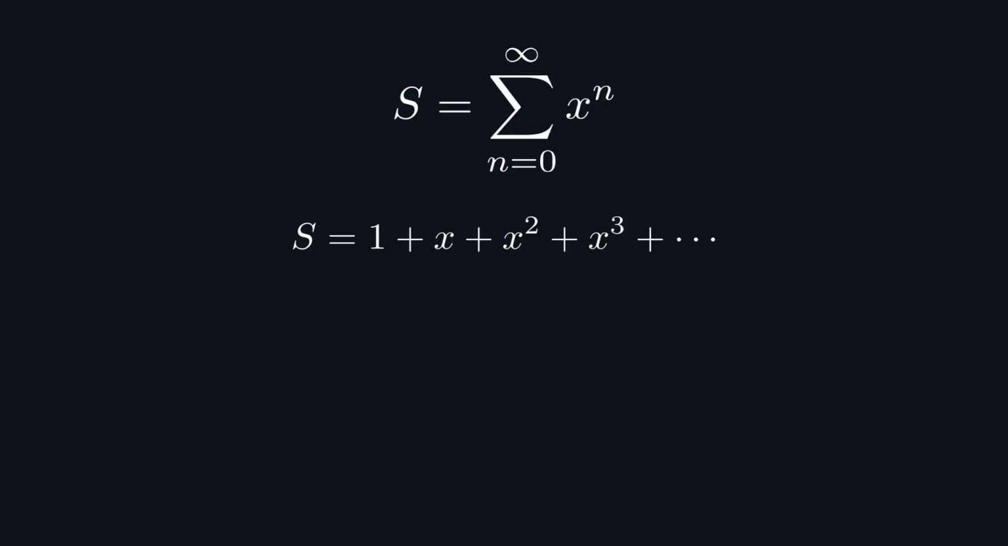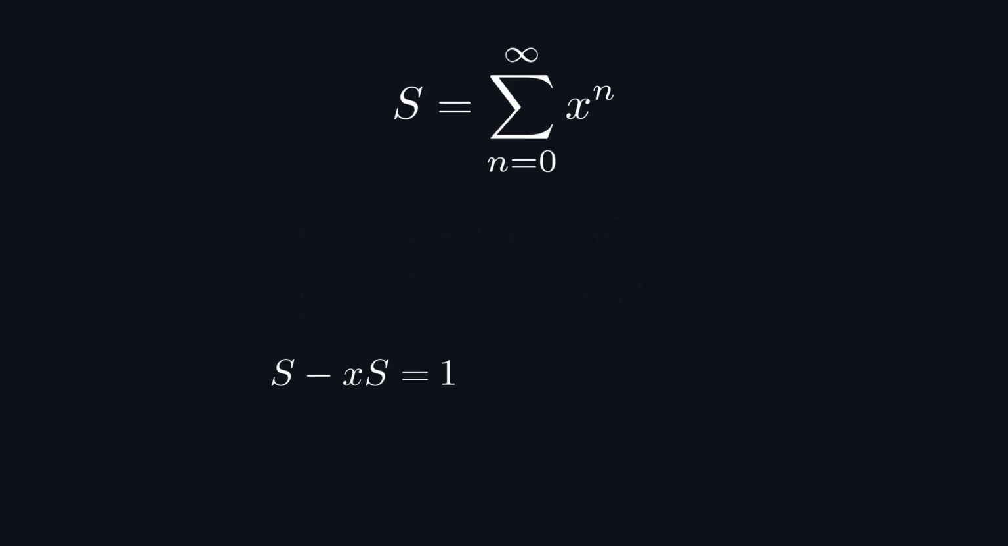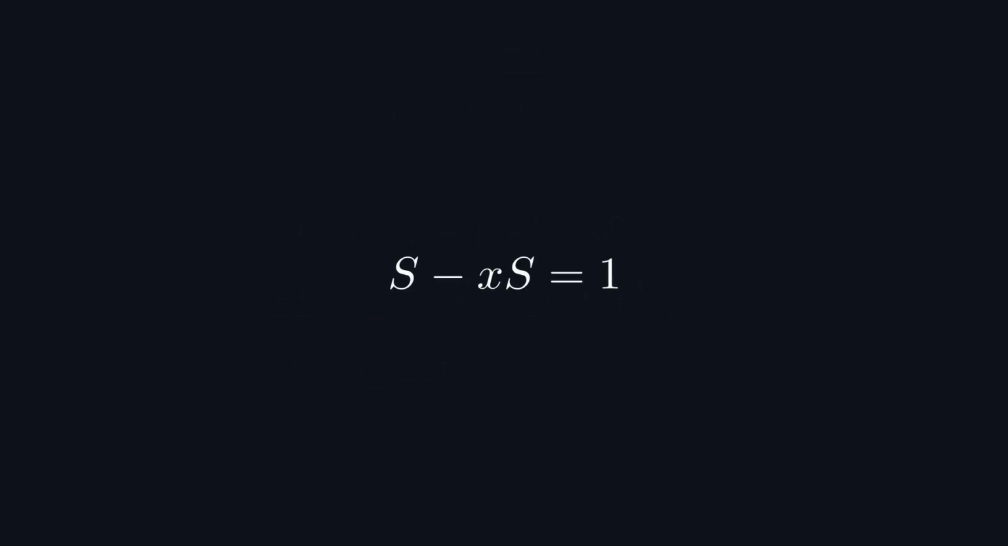So what would happen if we multiplied S by x? We would get xS, which is equal to x plus x squared plus x cubed, etc, etc. Now, if we subtract xS from S, something neat happens. Every term is subtracted apart from 1, and this gives us the equation S minus xS equals 1, which can be rearranged to give S equals 1 over 1 take x.